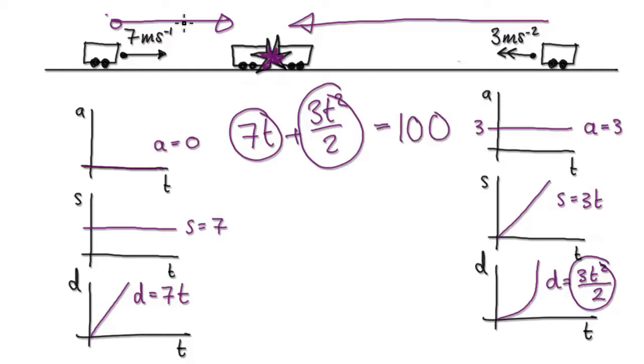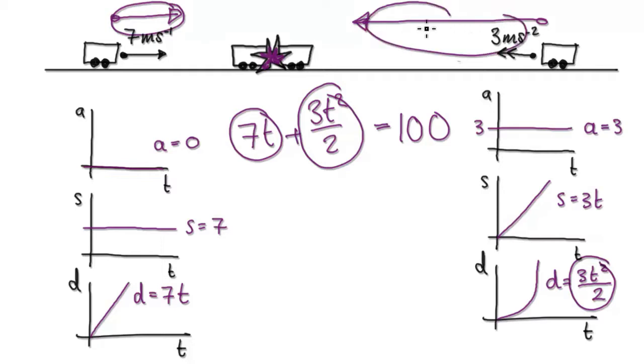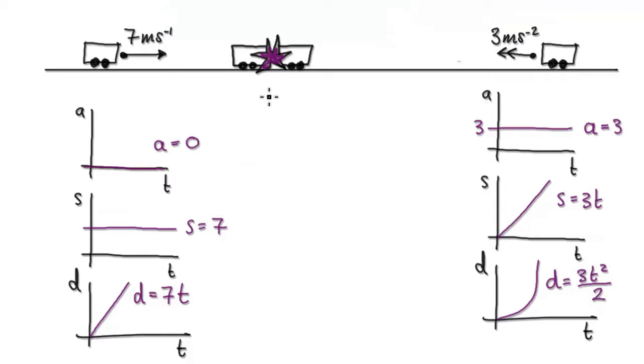Suppose after 2 seconds, this car would have done this distance, and this car would have done this distance here. This distance plus this distance will not add up to 100, so the crash will not occur. If you get the two distances together and it comes to 100, that's when the crash will occur. So the trick to solving this problem is to work out the time at which they crash.